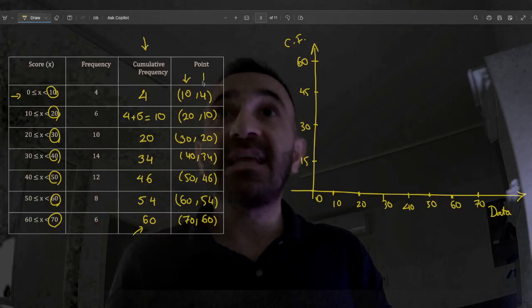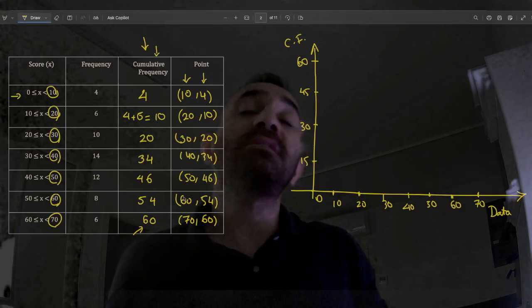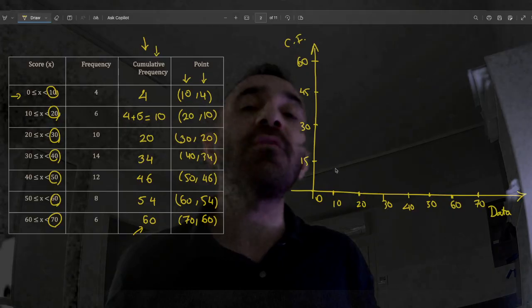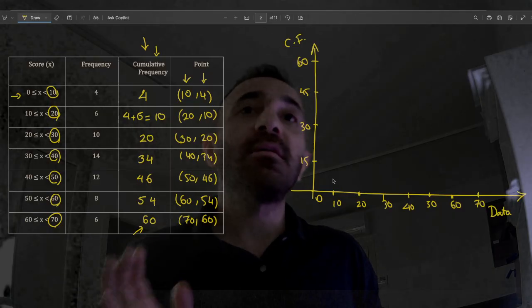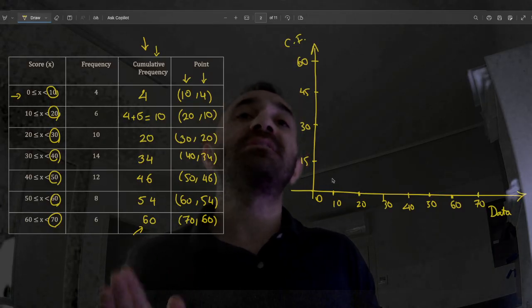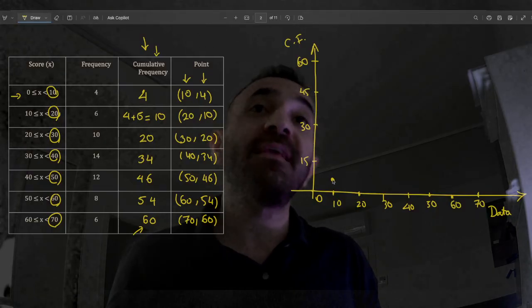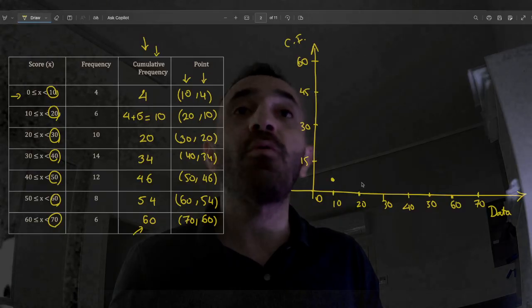Okay, and the second value is going to be the cumulative frequency value, which is this column here. 10 and 4, 20 and 10, 30 and 20. So let's go and find these points together. 10 and 4. The aim of this question is not to be very precise, but let's suppose that 10 is here and maybe 4 is almost here, a little less than 1/3 of 15. So this is point 10 and 4.